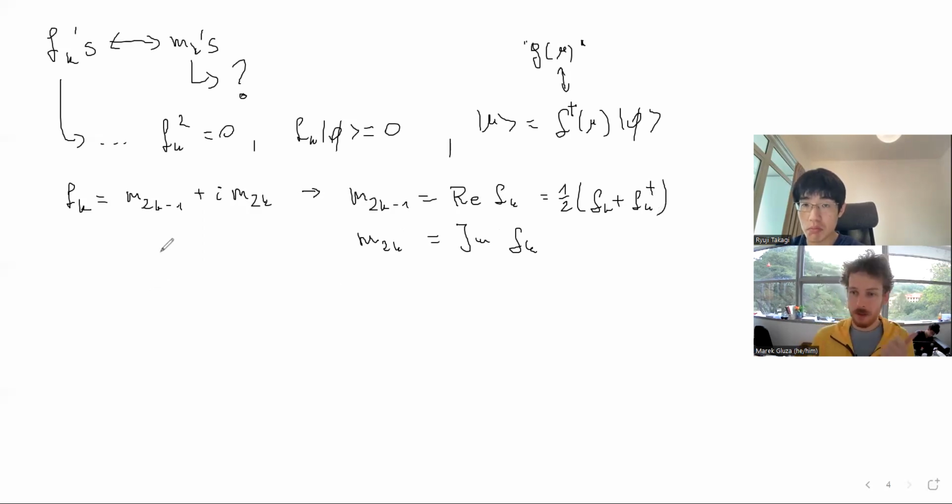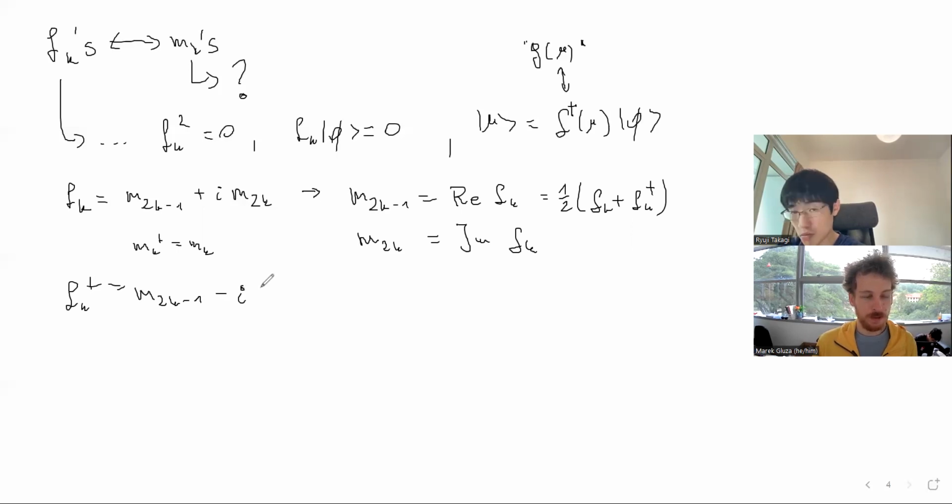So the question is in which direction you go. I was saying on the previous slide that Mk dagger is equal to Mk. Then I can know what it means to take Fk dagger. Well, Fk dagger means M2k minus 1, and then minus i, because complex numbers also have the adjoint, and then you just keep the symbols like that. Okay, so we can do it that way. Yeah, so that's basically one way of viewing this.